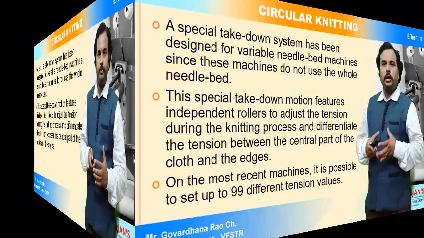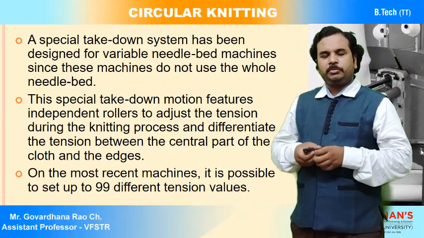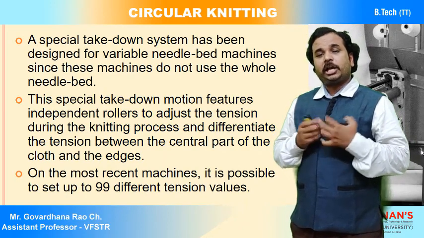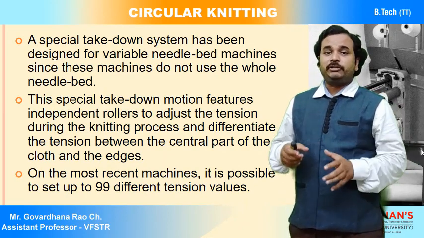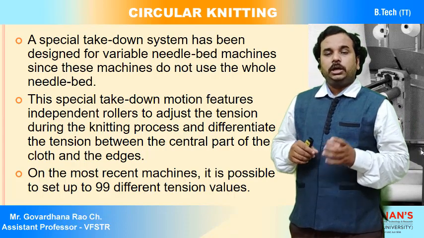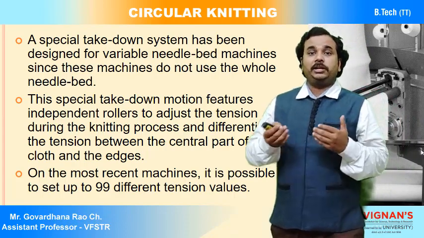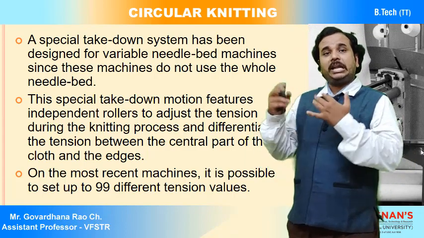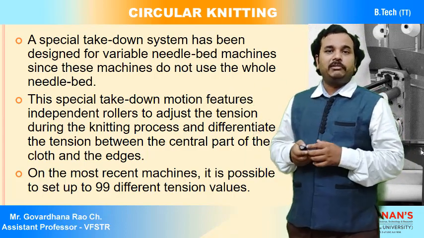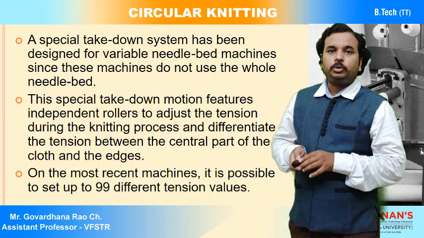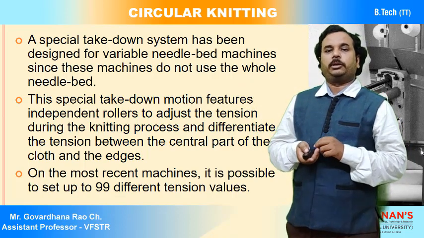knitting machines. And on the most recent machines it is possible to set up 99 different tension values also. So the tension values on the fabric can be varied in different levels, that is up to 99 different tension levels or tension values can be controlled in circular knitting machines.